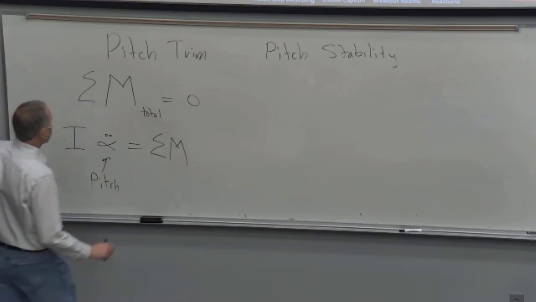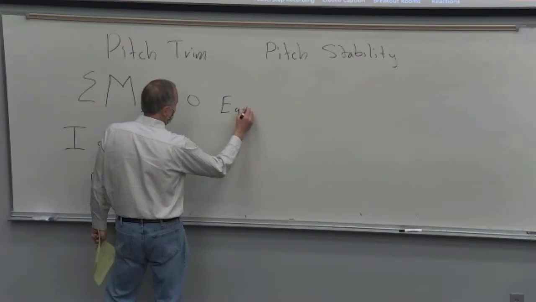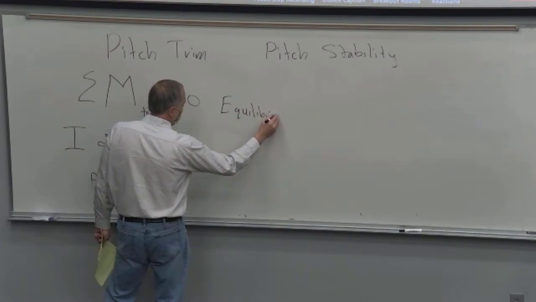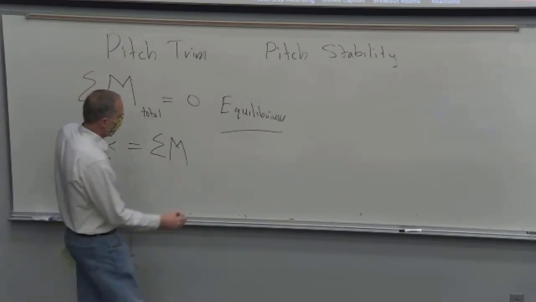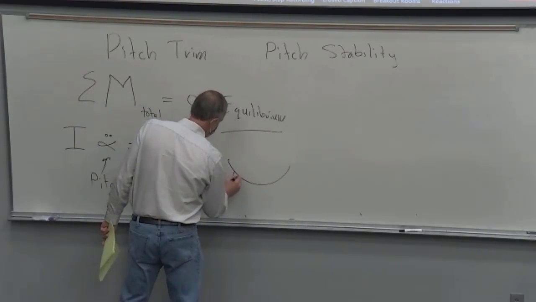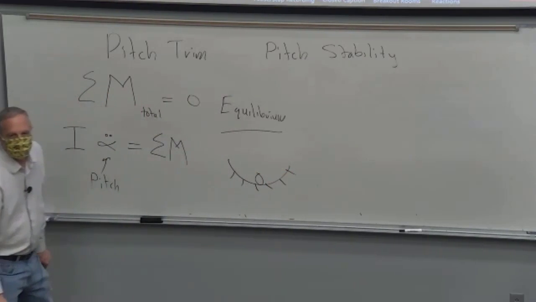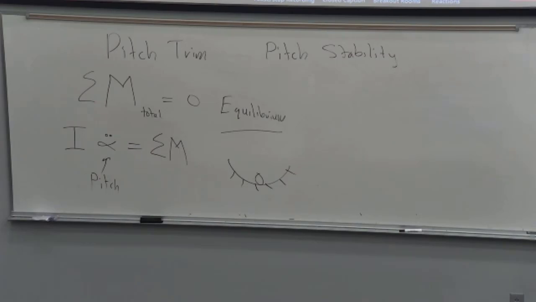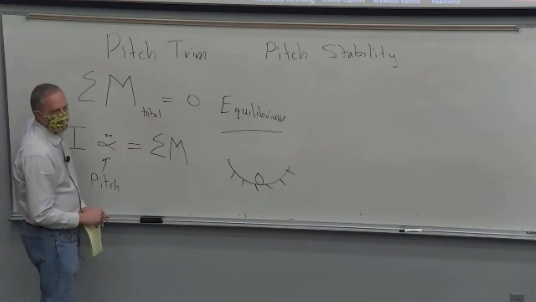So the first thing is pitch trim. This is equilibrium for the aircraft. Just like when we talked about the marble in the bowl, we said, well, there was an equilibrium spot with the marble at the bottom because all of the forces were balanced and it stayed there. So in our airplane, when it's flying, we want the total net moment to be 0 for pitch trim.